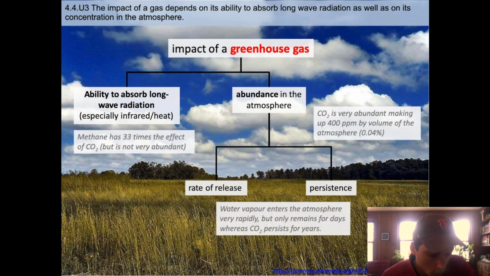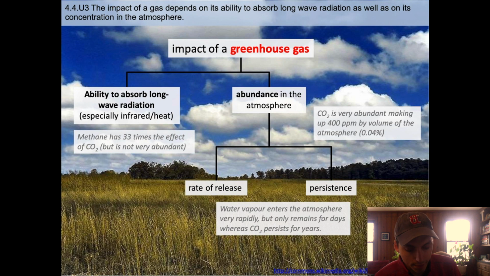So for instance, we have the three most important greenhouse gases that we're going to talk about. We have carbon dioxide over here, we have methane over here, and we have water vapor down here. So carbon dioxide is very, very abundant. Okay, so it makes up about 400 parts per million by volume of the atmosphere. That's 0.04%, which sounds like a small number, but for a gas like carbon dioxide, that is a lot of the atmosphere.